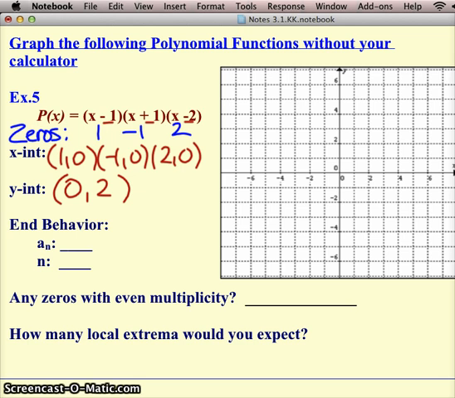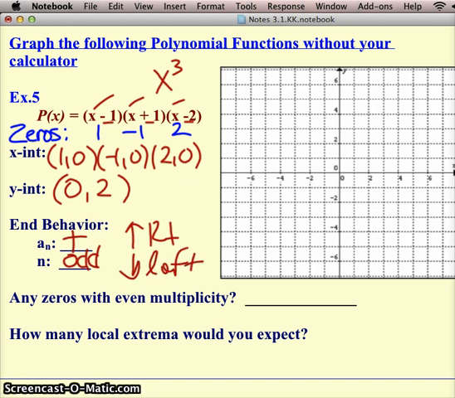Now, to really answer the behavior question, because it's a factored version of the function, you have to think about if it was multiplied out, what would be the degree, and what would be the lead coefficient? And that you can figure out by doing x times x times x is x to the third. So in other words, it's got a positive lead coefficient and an odd degree, which means it will rise on the right and it will fall on the left.